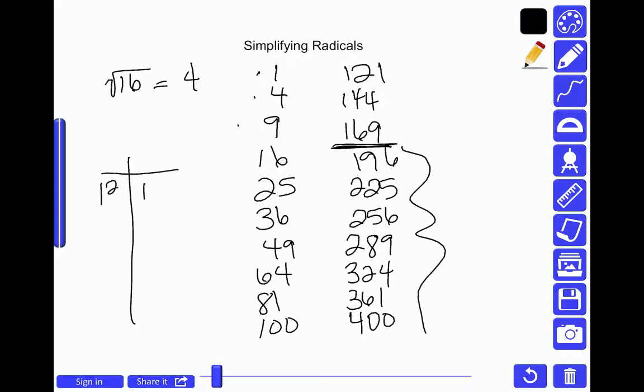It might help you to make a table with the perfect squares somewhere in your notebook, just so you can be familiar with them. The more you see them, the more likely you are to remember them, and also so you can know that the square root of 9 is 3. We know 3 squared is 9. We also know the square root of 9 is 3.